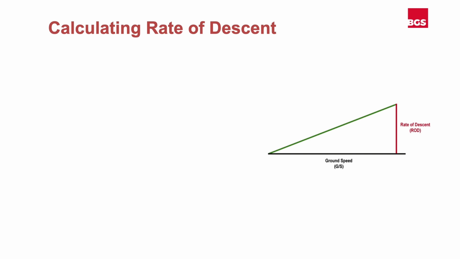So here we have our glide path, and I think you'll see that the tangent of that is the rate of descent divided by the ground speed. That would be the tangent of that angle. So the gradient is the tangent. Now, we normally express the gradient as a percentage, but we'll come to that in a moment. So the gradient is equal to the rate of descent over the ground speed.